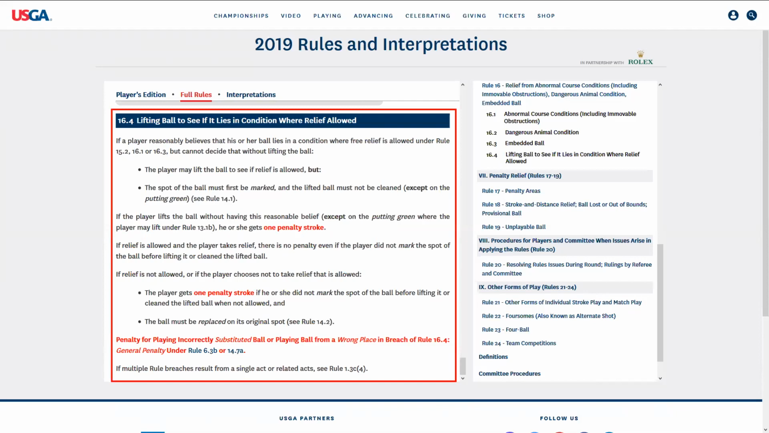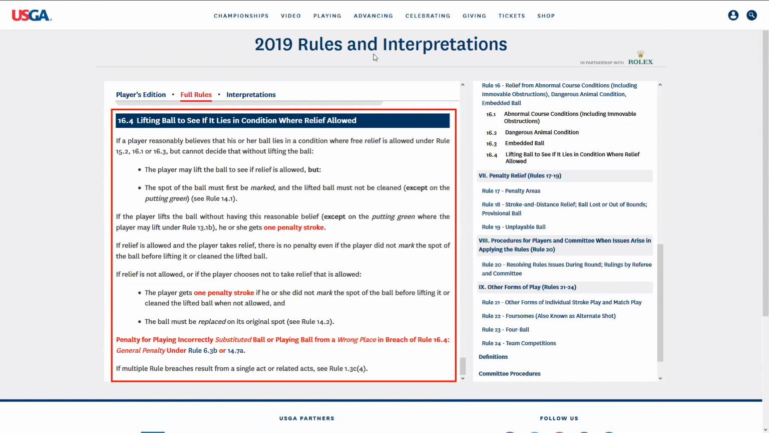If relief is not allowed, or if the player chooses not to take relief, the player gets one penalty stroke if he or she did not mark the spot, and the ball must be replaced on its original spot. And then the final thing there is if multiple rule breaches result from a single act or related acts, see 1.3c. So you fail to mark it, you pick it up, you clean it, and then you decide that you're not entitled to relief. One penalty or two? One. Even though you've had two procedural breaches, you're only going to get one penalty.